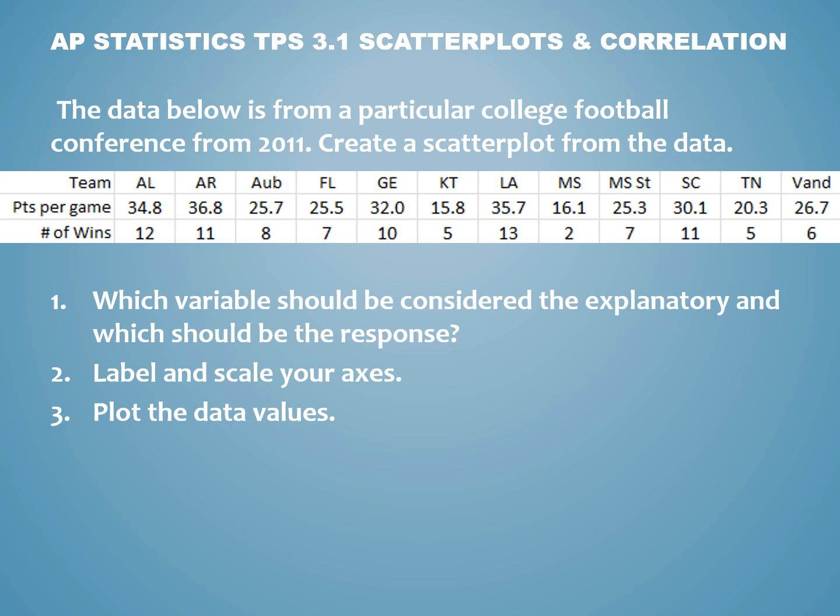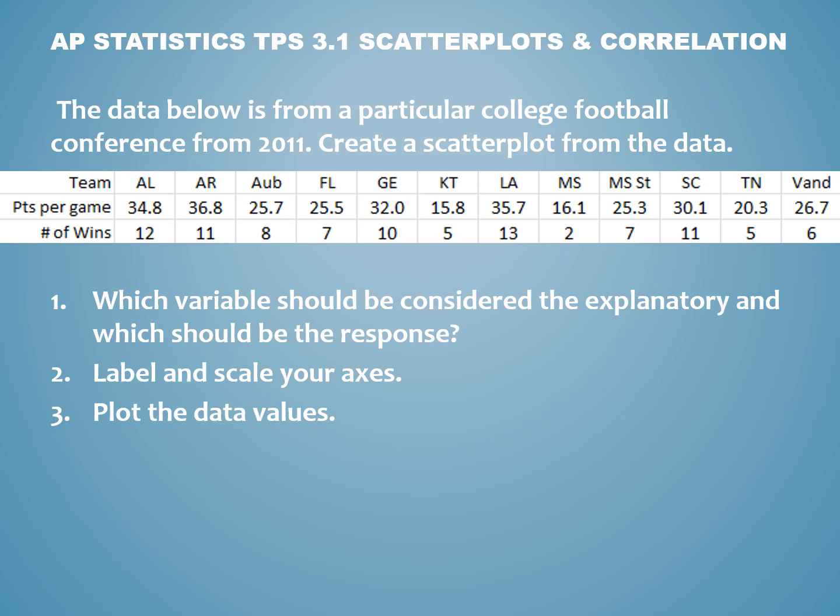All right, so let's practice making a scatter plot here. So we have, I don't know, 1, 2, 3, 4, 5, 6, 7, 8, 9, 10, 11, 12 teams in a college football conference. And what we have recorded is the average points per game over the season, and then also the number of wins that that team had that season.